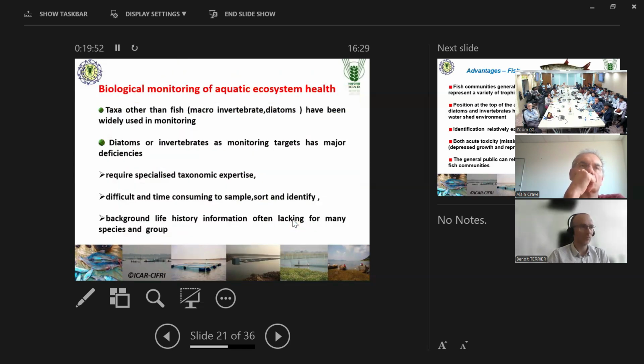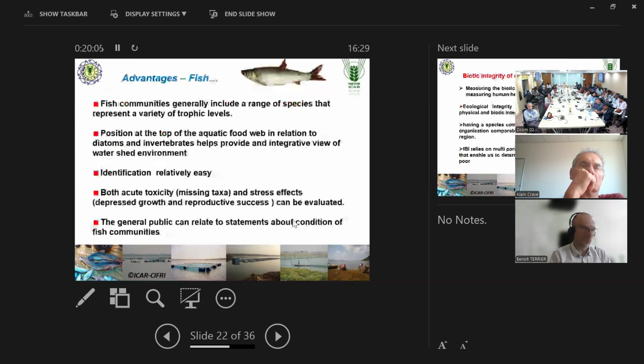Now another system is the biological integrity indices. So I am not going to the taxa level, where generally phytoplankton or zooplankton are used for assessment or monitoring.